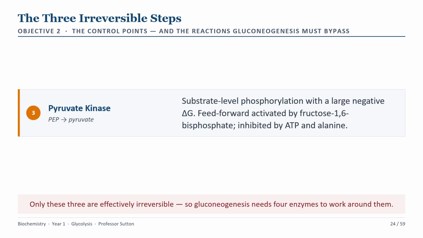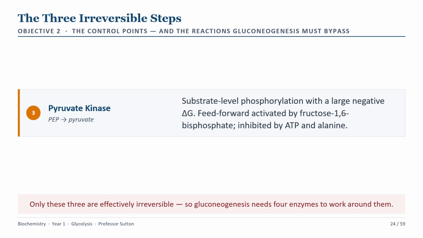Okay, so let's look at the pyruvate kinase. Phosphoenolpyruvate to pyruvate. It's substrate level phosphorylation with a large negative delta G. Remember, the large negative delta G is about irreversibility. Feed-forward activation by fructose 1,6-bisphosphate, inhibited by ATP and alanine.